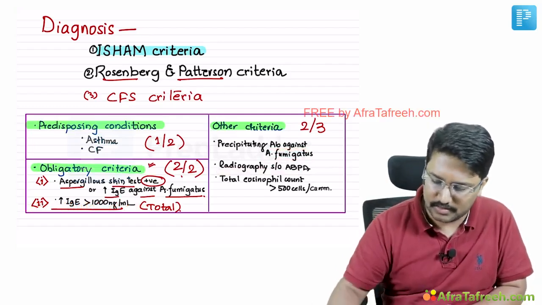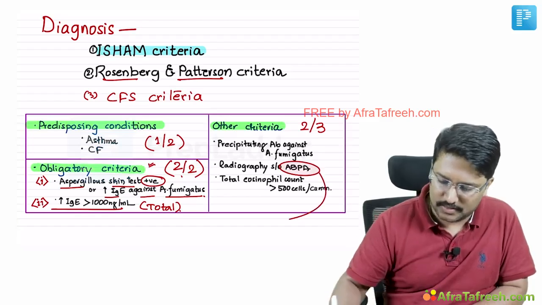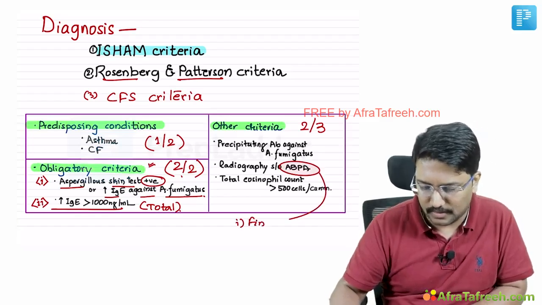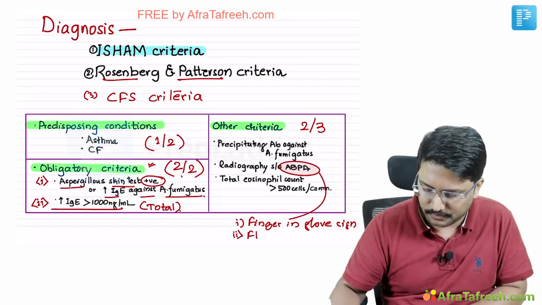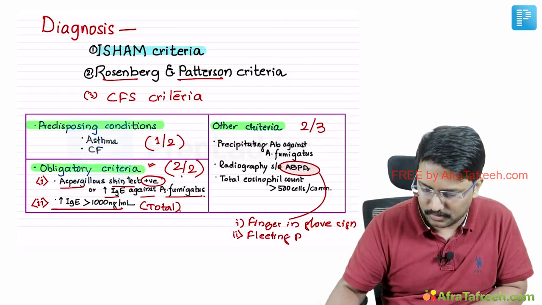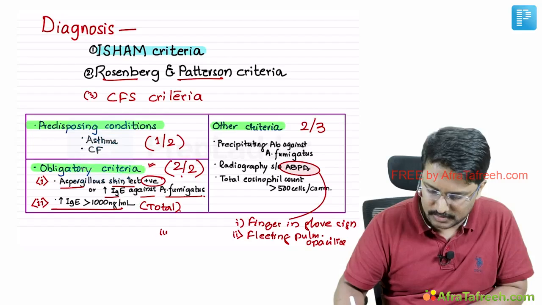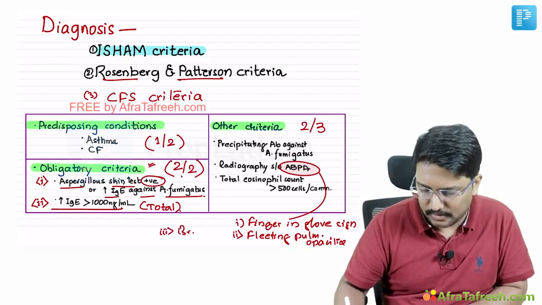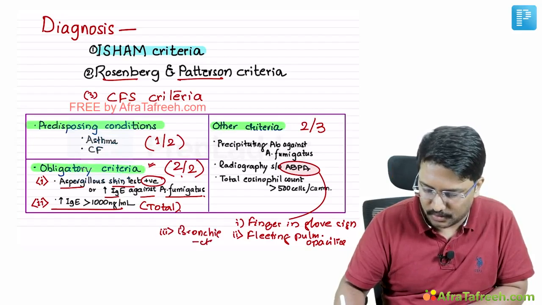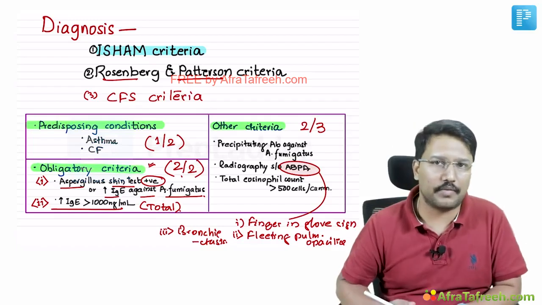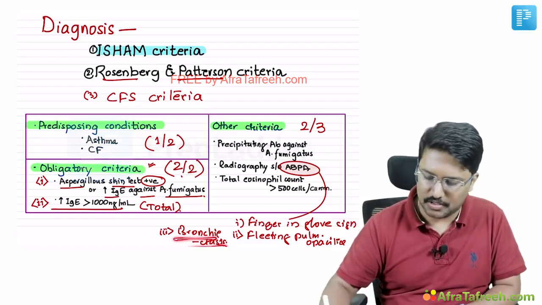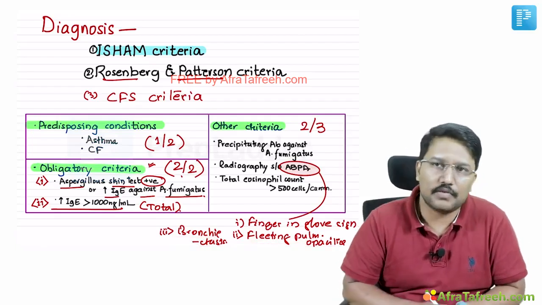Radiography suggestive of ABPA, which we have already discussed, right? What are the points that we have already discussed? Important signs we have already discussed. One is the gloved finger sign or finger-in-glove sign. Number 2 is fleeting pulmonary opacities, and number 3 is the typical bronchiectatic changes. So these are the radiological findings we are looking at in a case. So if radiology is suggestive, either you have a gloved finger sign or the typical bronchiectatic changes or fleeting pulmonary opacities, that satisfies one of the other criteria.